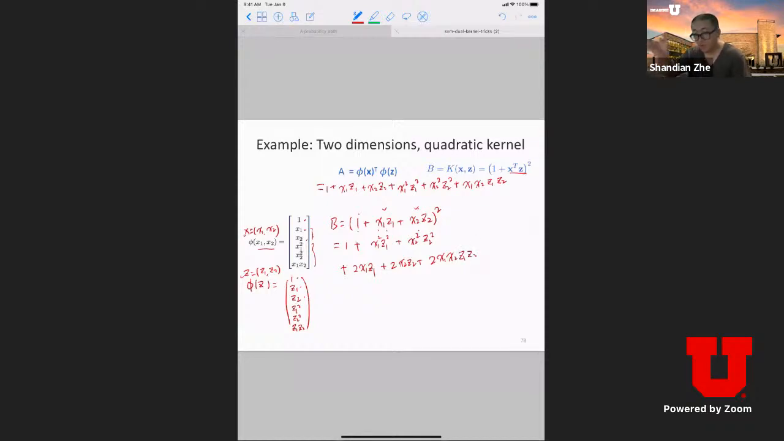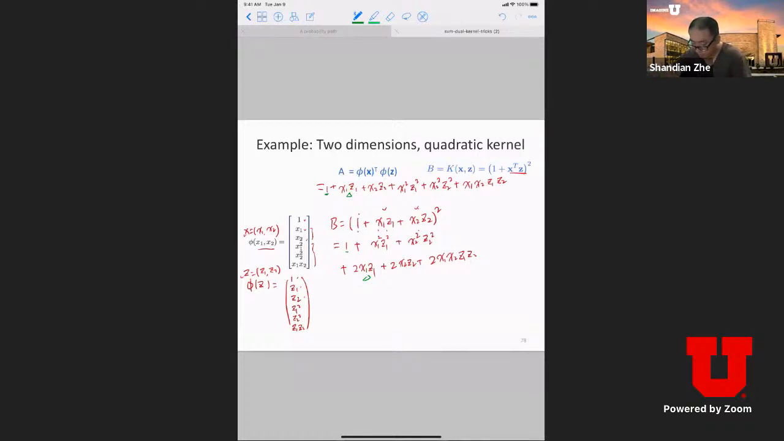So this is the result of calculating B, right? Now let us contrast the two results, one from A, one from B. Let's first ignore the coefficients and say their items correspond to each other. First, for the constant one, both A and B have it. Then for x1, z1, we have x1, z1 here and x1, z1 here. The difference is that in B, we have a factor 2.